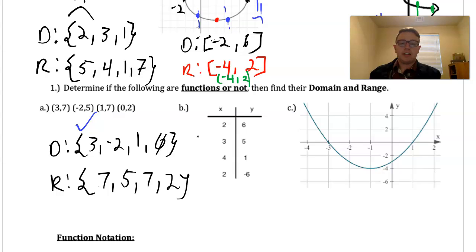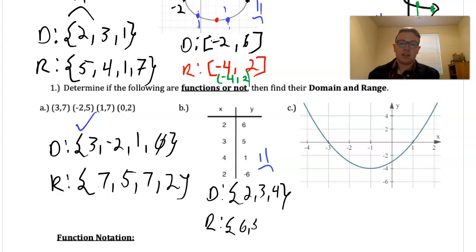What about B? For B, we're looking, we see 2, 3, 4, 2. Oh no! We're looking, we see 2 to 6 and 2 to -6. So this is not a function. Now our domain is going to be the x values, so it's going to be 2, 3, 4, and our range is going to be 6, 5, 1, negative 6.